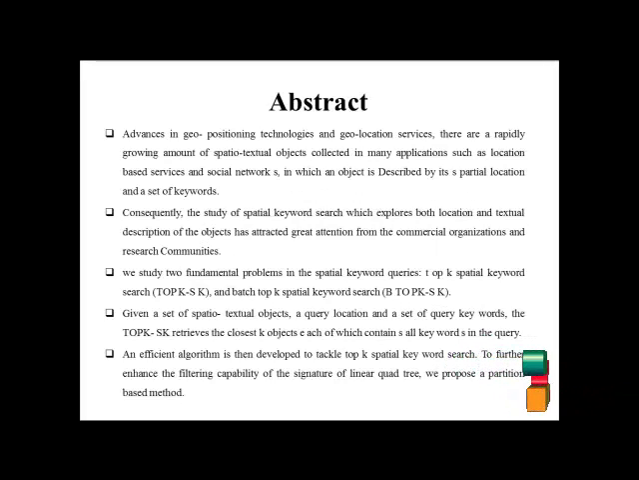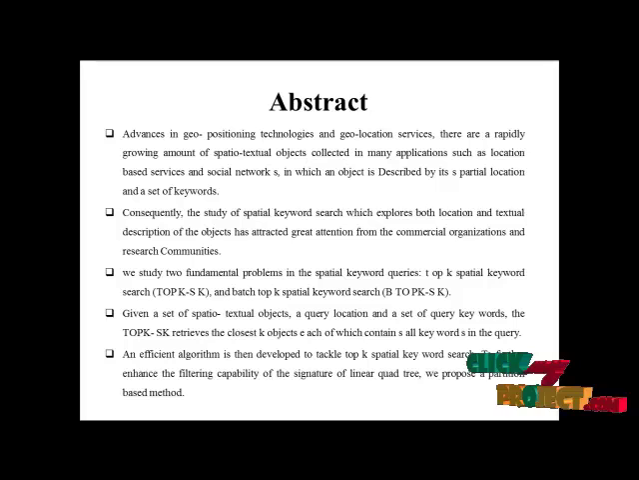What is data mining? Data mining is the non-trivial extraction of implicit, previously unknown and potentially useful information from the data. With advances in geopositioning technologies and geolocation services, there is a rapidly growing amount of spatial textual objects collected in many apps such as location-based services and social networks, in which an object is described by its spatial location and a set of keywords. Consequently, the study of spatial keyword search, which explores both location and textual description of the objects, has attracted attention from commercial organizations and research communities.